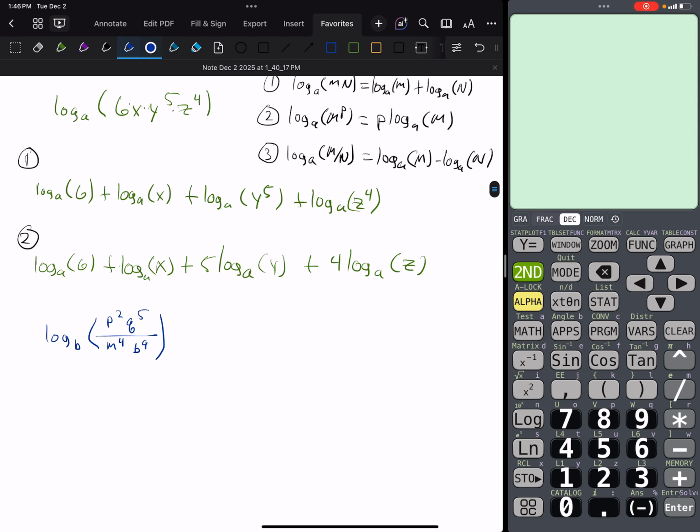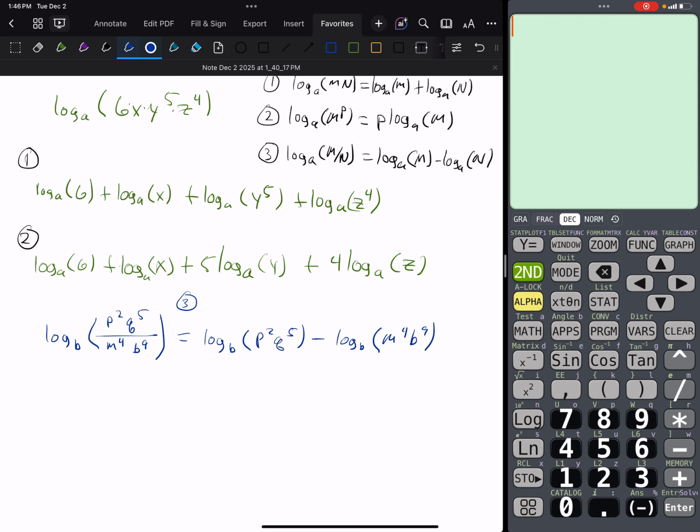Well, the first thing I'm going to see is that I've got a numerator over a denominator. And I'm going to use that third rule here. I'm going to say a numerator over a denominator is going to be one log minus the other. Okay? And so this is going to be log base b of p squared q to the 5th minus log base b of m to the 4th b to the 9th.